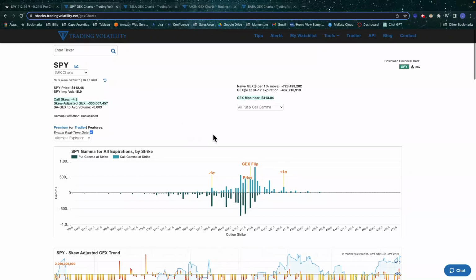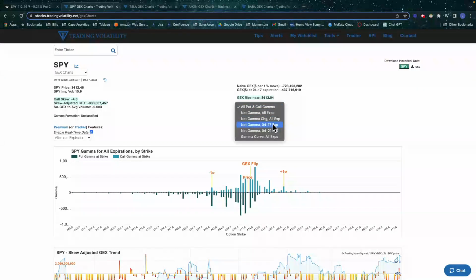With that being said, let's take a look at the zero. This is the current structure of the market. It changes as the market continues to move on, and it changes throughout the day. So this is something to pay attention to as your first initial look at the market.